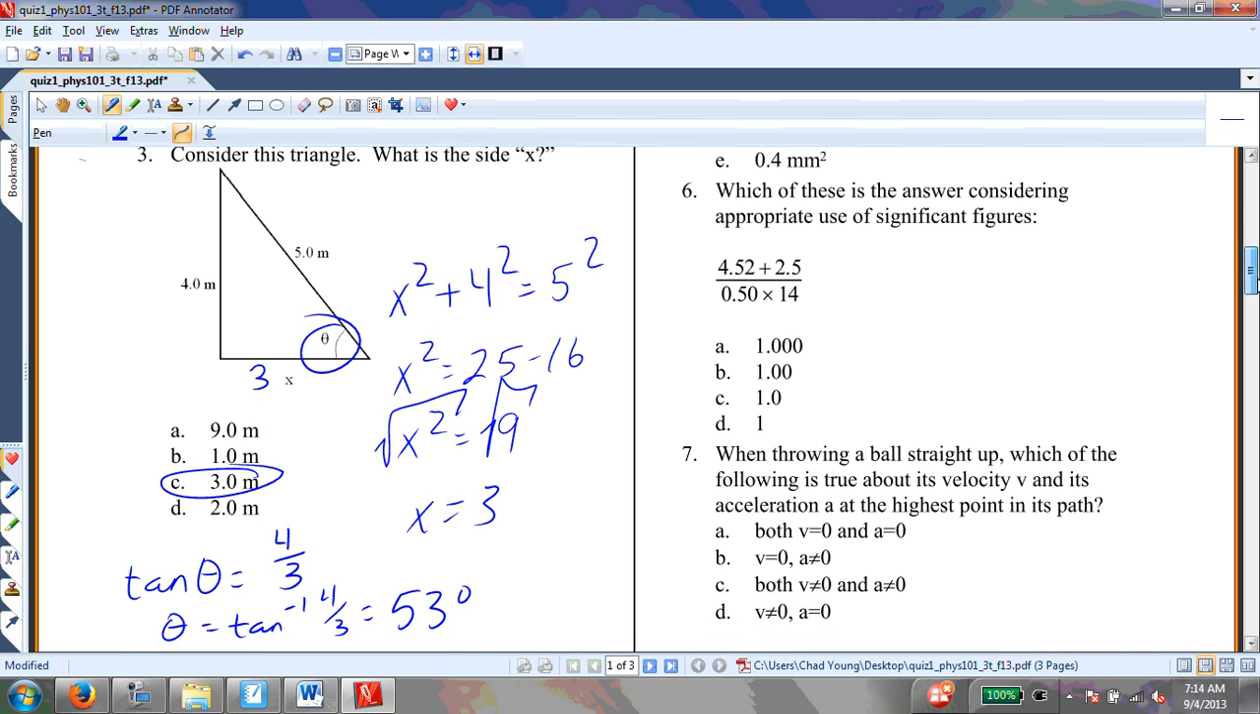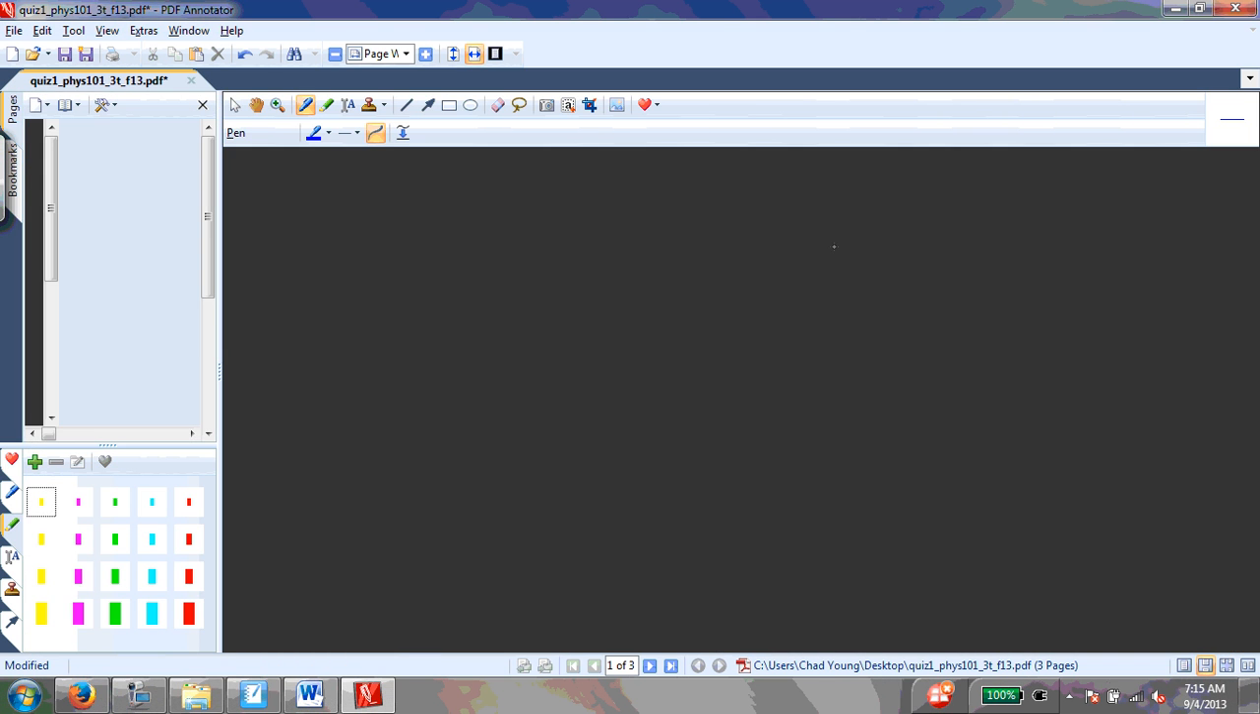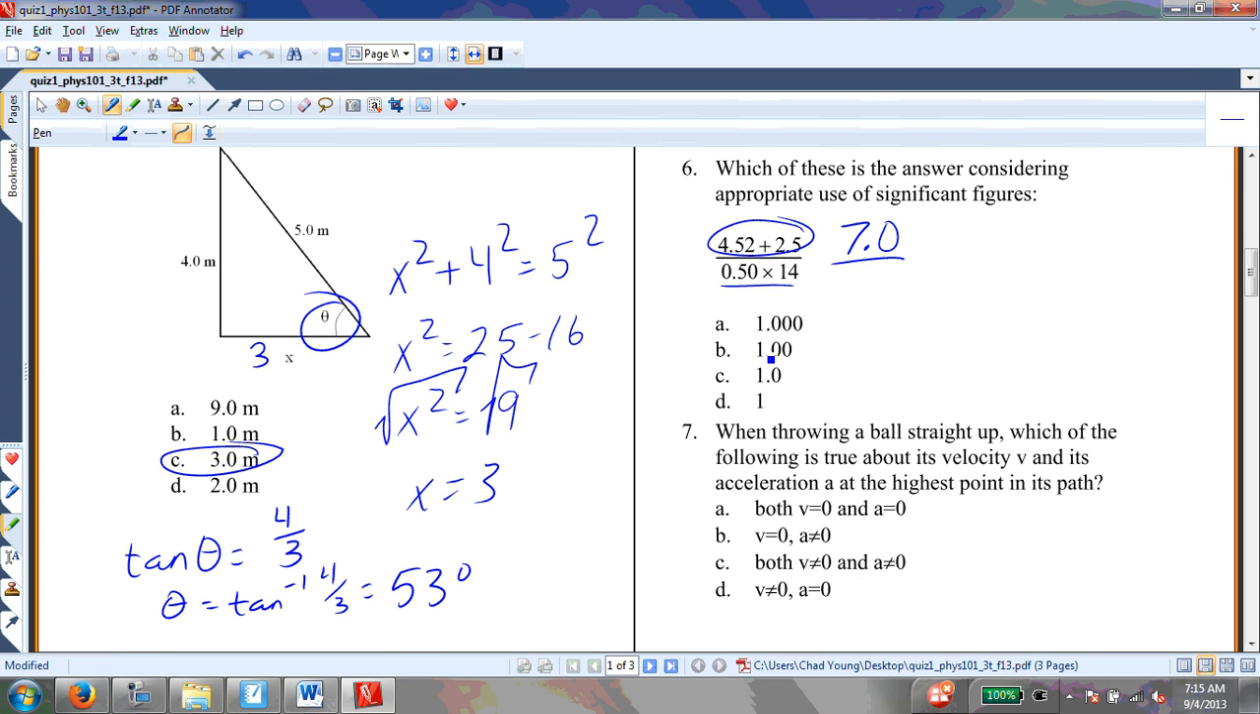Which of these is the answer considering appropriate use of sig figs? All right, so if I add these two up, I keep the lowest number of decimal places, so that's going to be 7.0. And down bottom, I keep the lowest number of sig figs. So 0.50 times 14, those both have 2 sig figs, so that's going to be 7.0. And so 7.0 divided by 7.0 should be C, so number 6 is C.